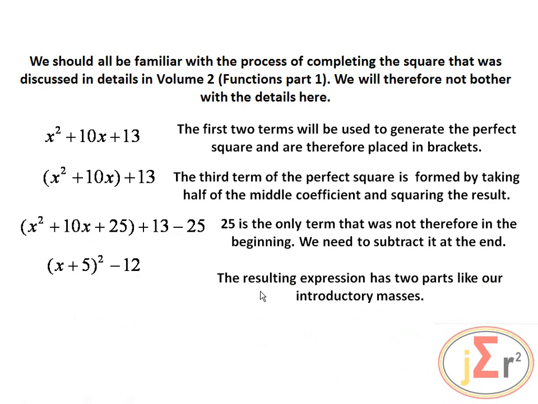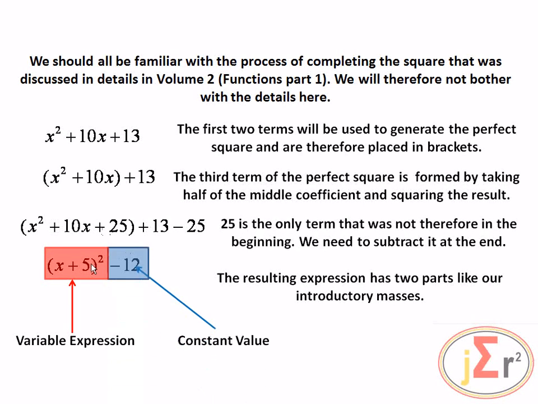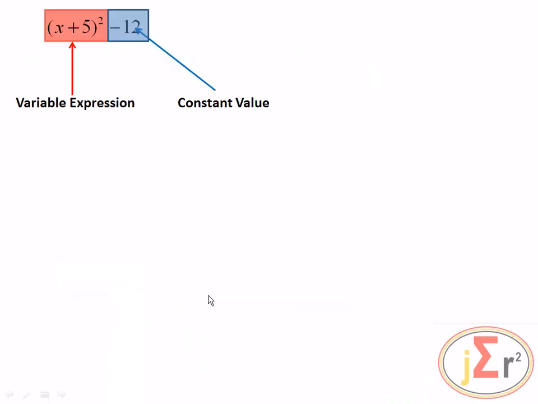The resulting expression has two parts like our introductory masses. We have the variable part of the expression right here, the variable expression, and the constant value. What is the minimum value? The variable expression is over here as we had it before, and the constant value is here.